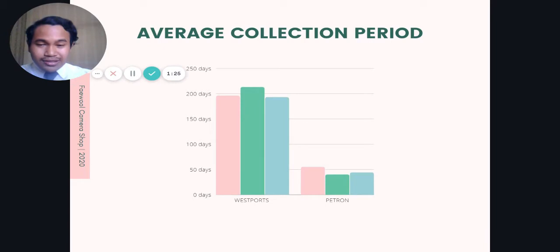Next, move on to the next slide, which is average collection period. The average collection period is used in order to determine the period taken by these two companies to collect their debt from their debtors. As you can see, Petron has a positive side in this case because they only took 55 days to collect their debt back, compared to Westport, which took 213 days. So it is clear that Westport has a weak policy compared to Petron, which is very strict when it comes to collecting their debt, which is good for Petron but bad for Westport.